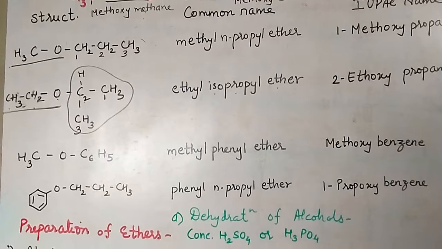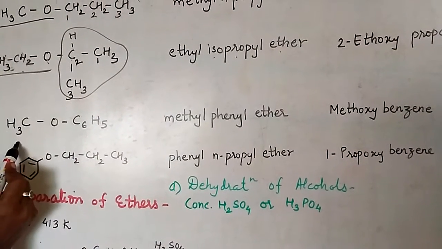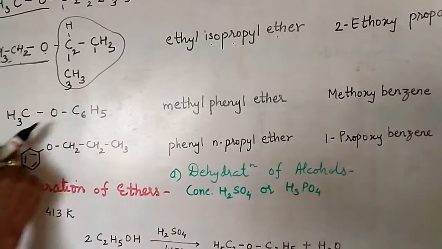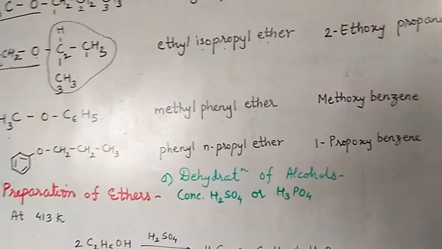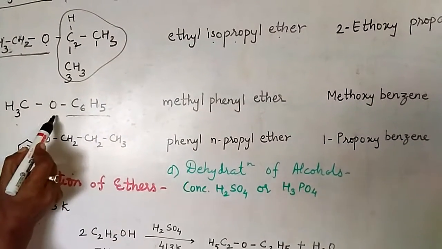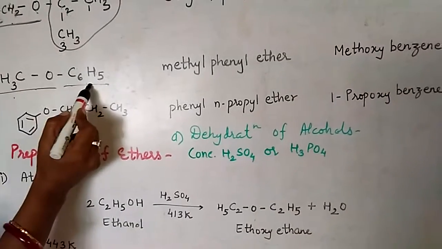Next example. In the next example again, the common name becomes methyl phenyl ether. See the two groups. This is an alkyl, this is an aryl group. So methyl phenyl ether, and the IUPAC name becomes, this is a bigger group, this is the parent. The smaller group is alkoxy, that is methoxy. This is called as methoxybenzene.